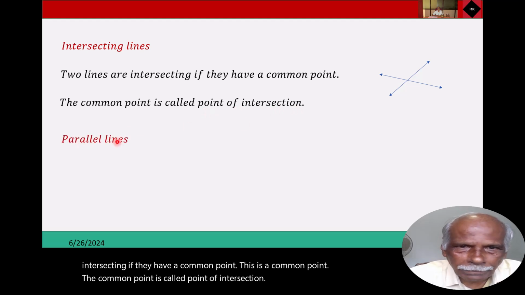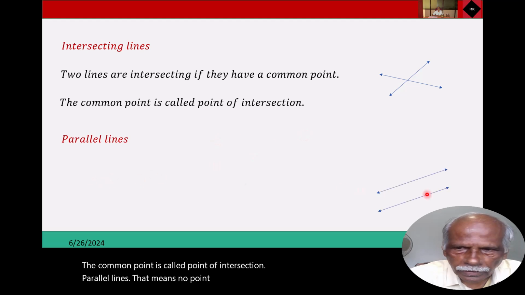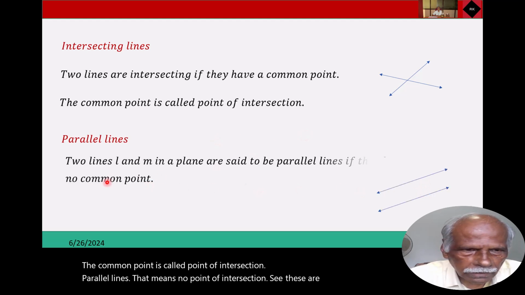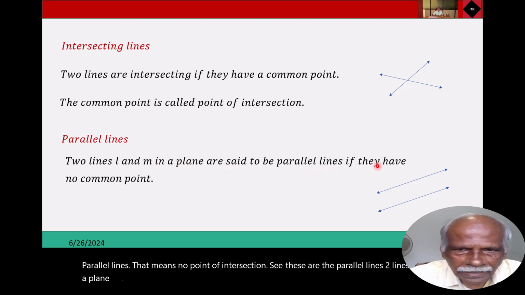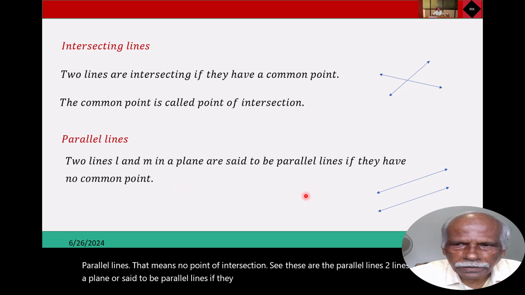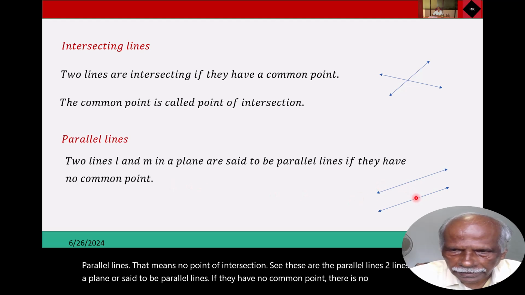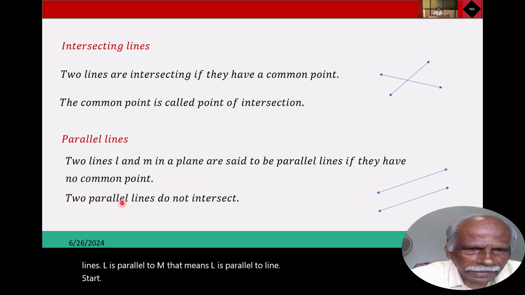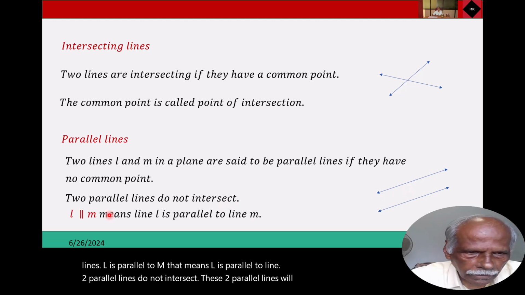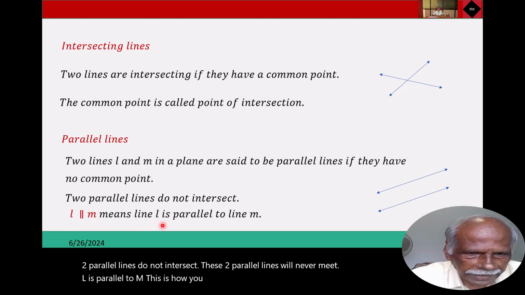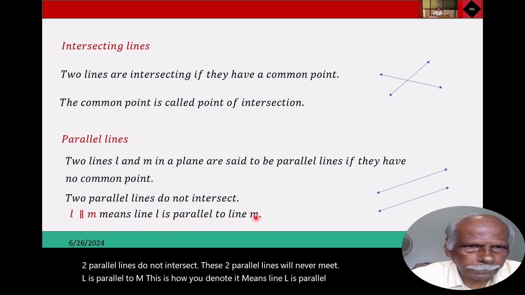Parallel lines. That means no point of intersection. See, these are the parallel lines. Two lines L and M in a plane are said to be parallel lines if they have no common point. There is no intersecting point here. Two parallel lines do not intersect. These two parallel lines will never meet. L is parallel to M. This is how you denote it. It means line L is parallel to line M.